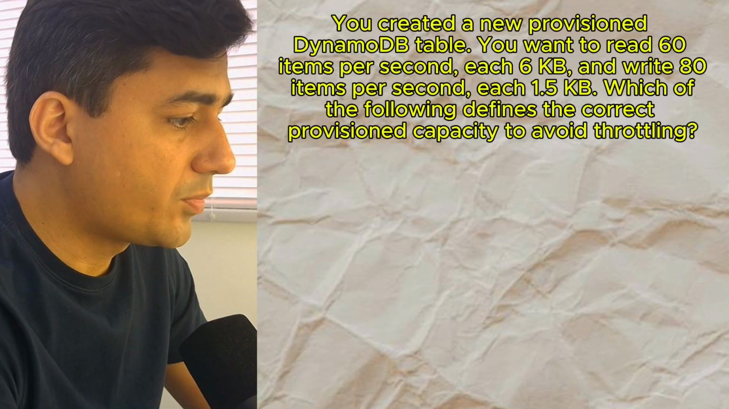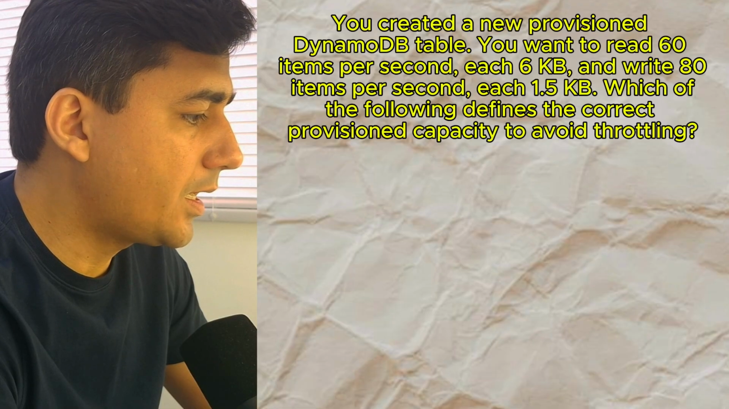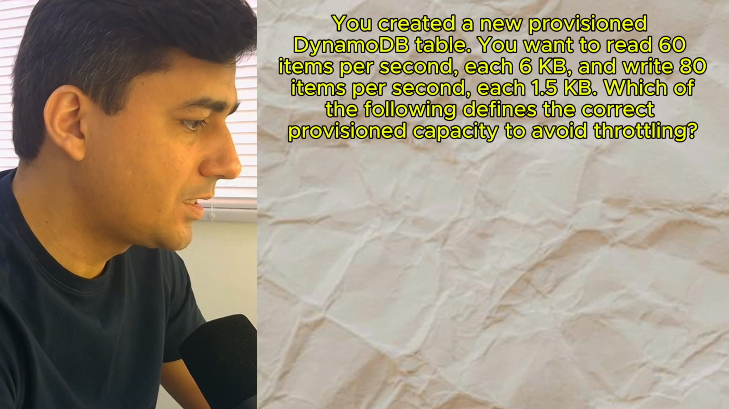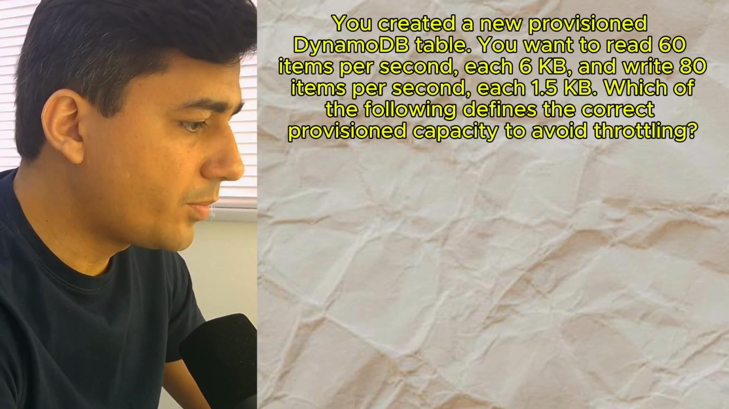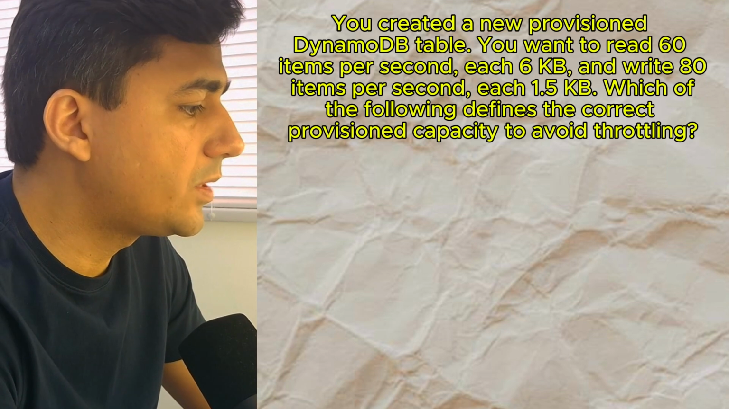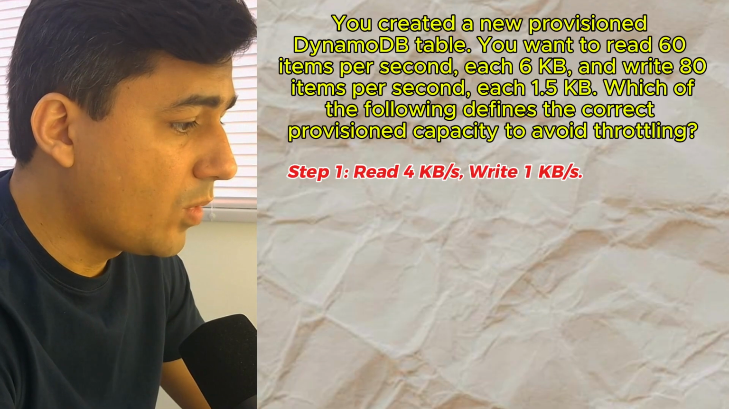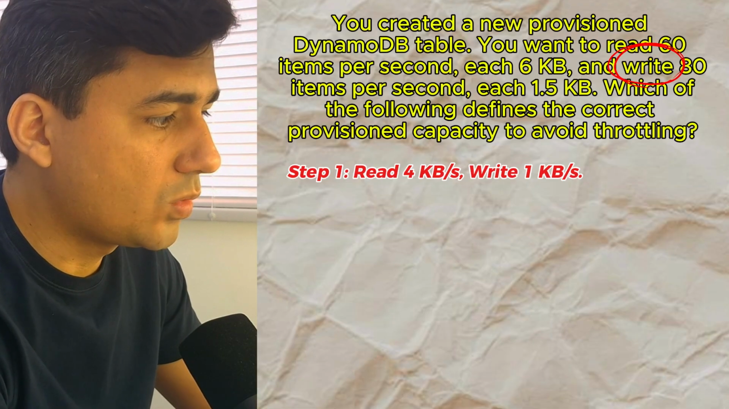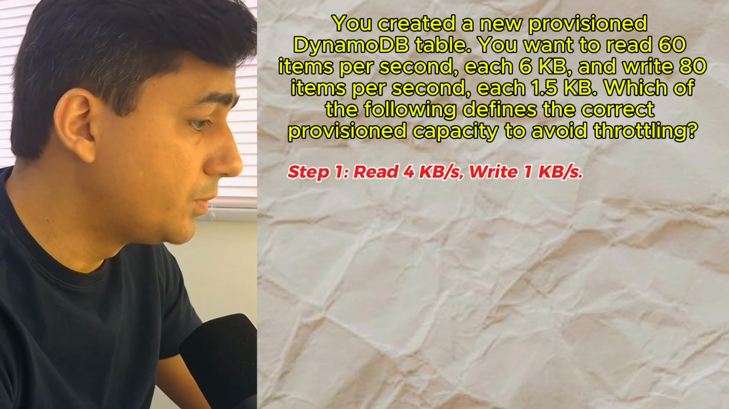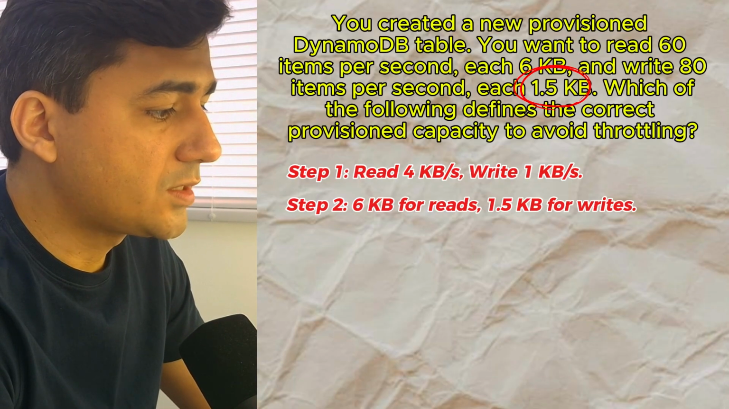Final question, the most challenging one. You create a provisioned DynamoDB table. You want to read 60 items per second, each 6 kilobytes, and write 80 items per second, each 1.5 kilobytes. Which of the following defines the correct provisioning capacity to avoid throttling? Step 1, demand type, read 4 kilobytes per second and write 1 kilobyte per second. Step 2, demand size, 6 kilobytes for reads and 1.5 kilobytes for writes.